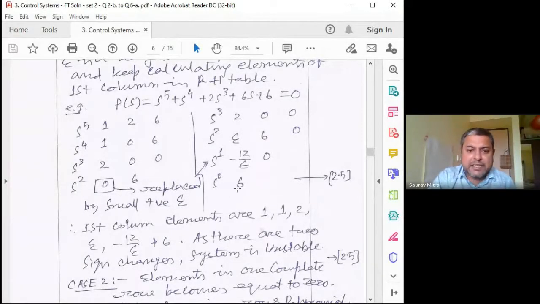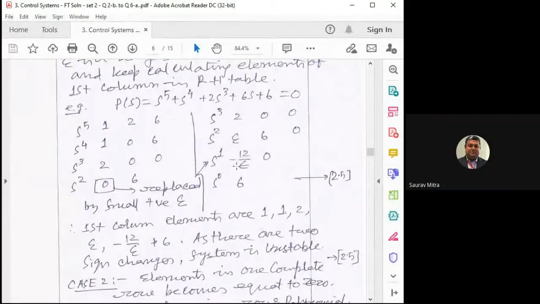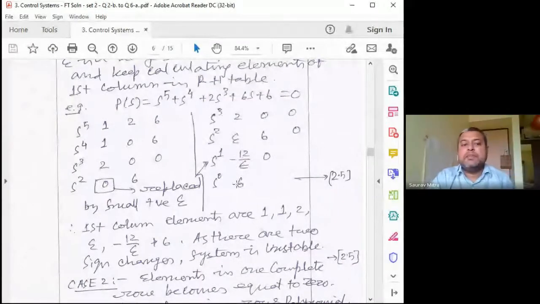And what is the last line? Last line is minus 12 by 6 into 6 minus 0, that means 6 into minus 12 by 6, divided by minus 12 by epsilon. That will give me 6. So in this case, what is the first column? First column elements are 1, 1, 2, and then epsilon, minus 12 by epsilon and 6. So instead of 0 we are assuming epsilon, minus 12 by epsilon and 6.